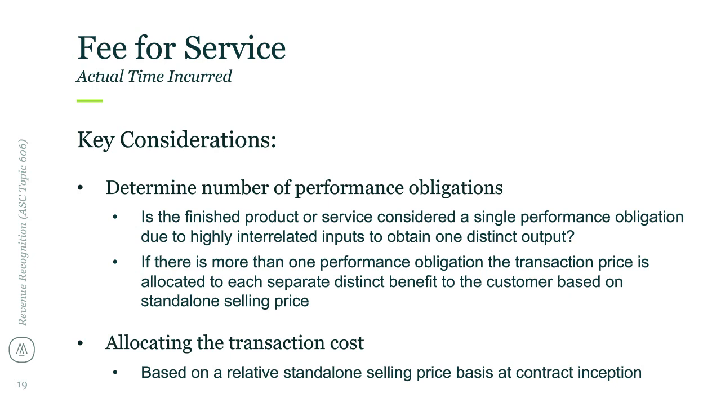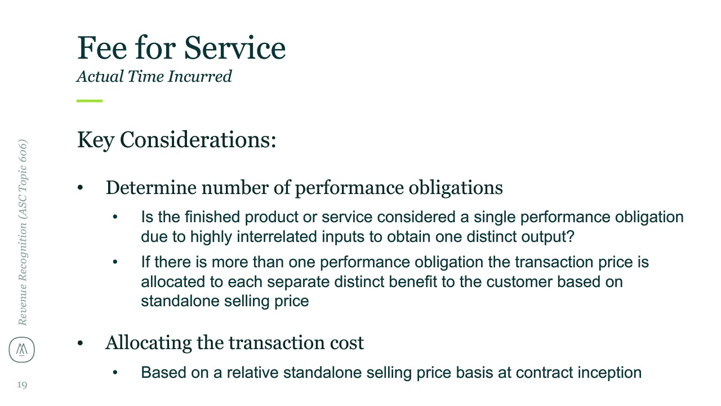I think this is best illustrated with an example. So assume that there's an architect that has a contract to provide design services for a new office building. The architect is likely going to conclude there's one performance obligation, which is the design of the space. Although there are many activities involved in the design of the building that are capable of being distinct, there are many inputs that are highly interrelated and result in one distinct output.